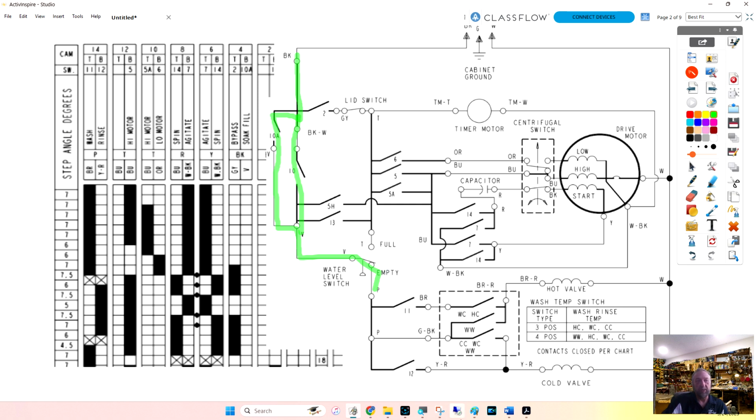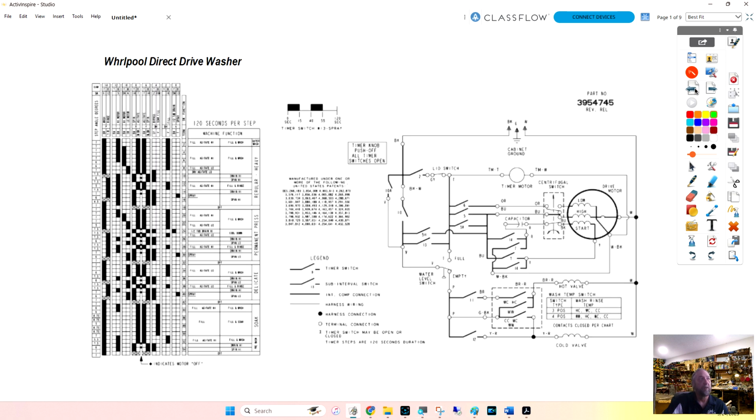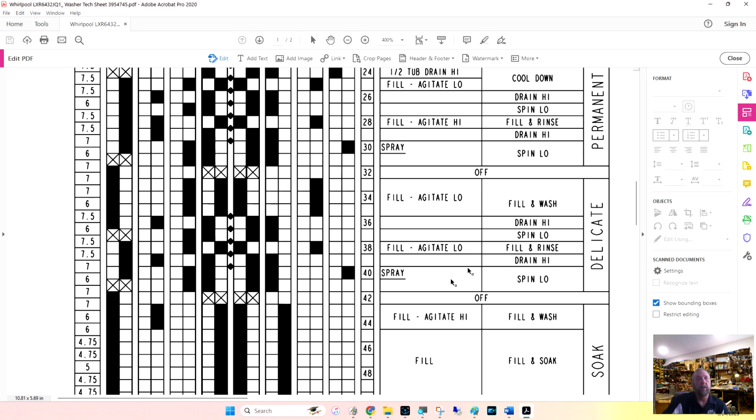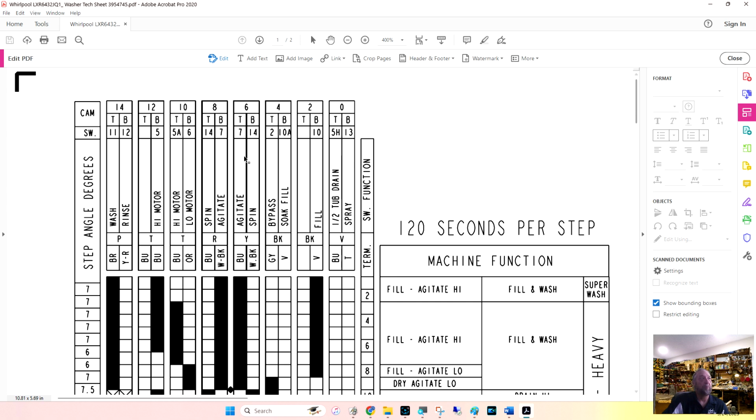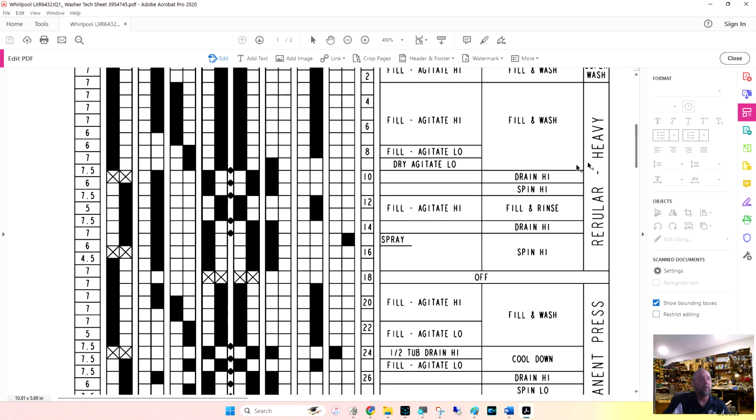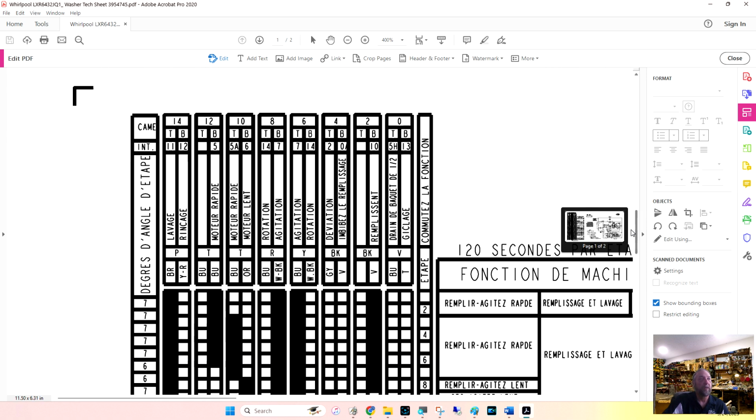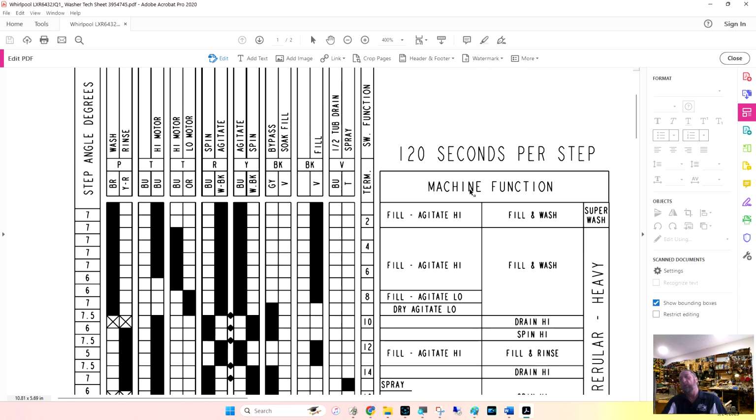Now, if we go to number 13, let's go to the PDF, number 13. Let's see what it says up here, because up here is the description of what each switch does. And number 13 is a spray. So if we look, it's only energized here, here, and here. And does anybody know what spray does?